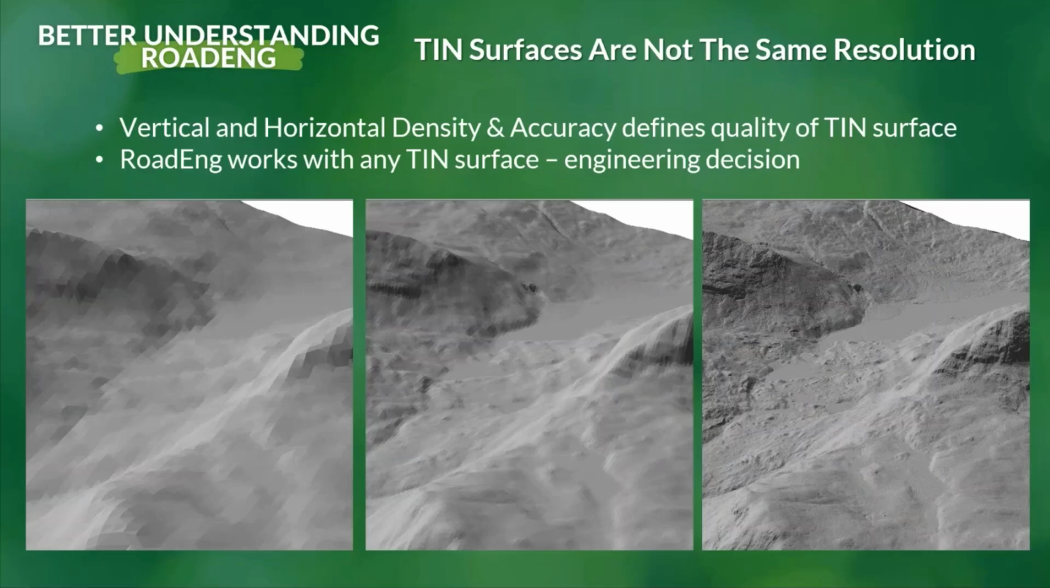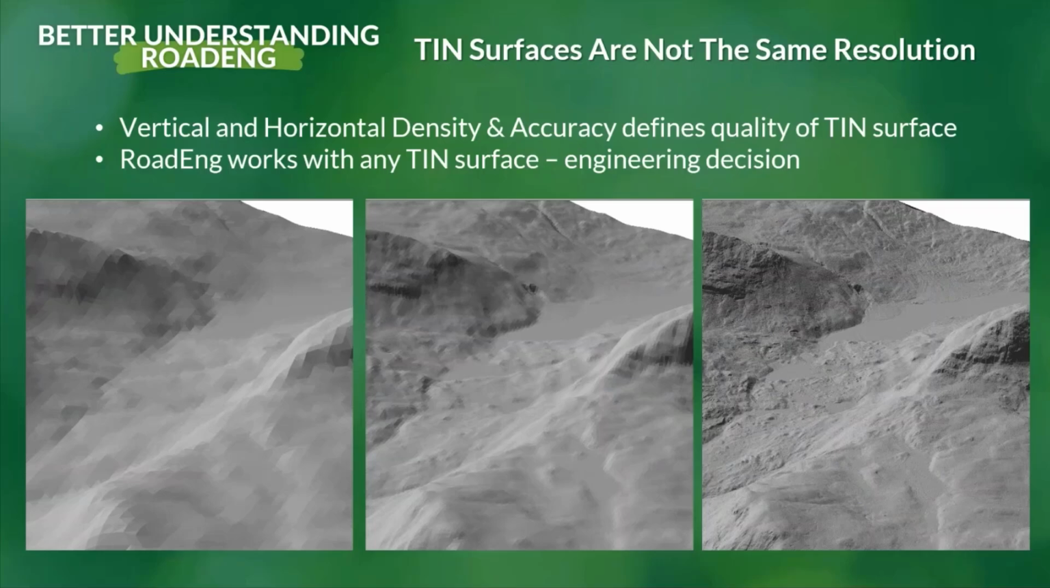And really, RoadEng is going to ingest all of these different tin surfaces or topo data and create tin surfaces from them. And what you choose to work with is really one of those engineering decisions that we encourage you to consider. So if you're designing a road, or any type of corridor, I should say, be aware of the resolution of your data, because what you put in is essentially a very, very key factor in the accuracy of your road design.